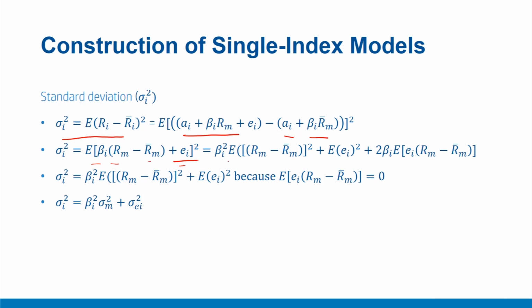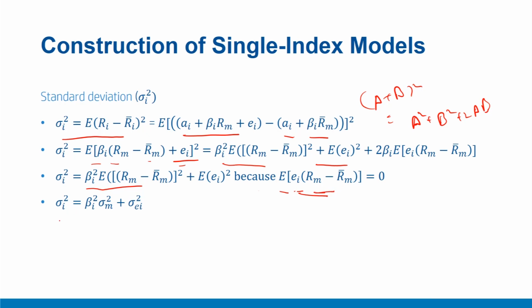This can be expanded in the form of (a plus b) whole to the power 2 equals a square plus b square plus 2ab. In a similar manner, we can expand this expression, and here please note we'll obtain beta i square times expectation of (Rm minus Rm bar) raised to the power 2, plus expectation of Ei square. The third term, which is expectation of Ei times (Rm minus Rm bar), will be 0, because by assumption there is no correlation between the Ei error term and the market term, and to a great extent this is ensured by the regression model as well.